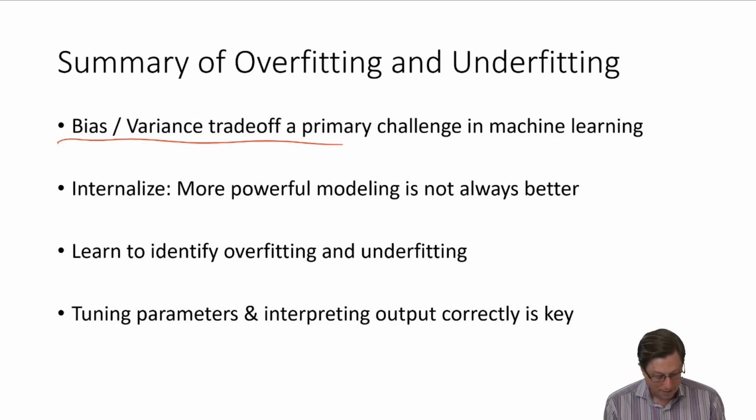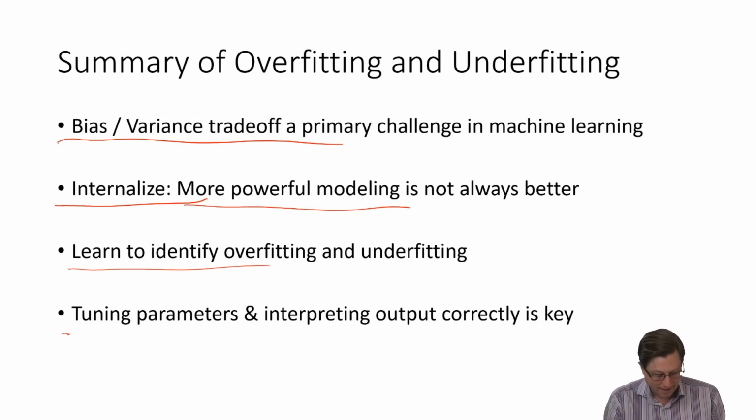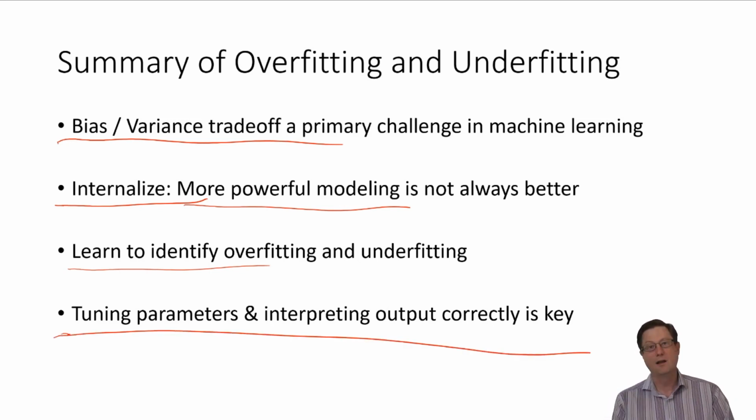Simple thing to internalize: more powerful modeling is not always best, because more powerful modeling can get confused, can overfit, and can result in things that do not generalize well, and you can't really use them in practice. You've got to learn to identify over and underfitting in your hyperparameter tuning process or your modeling process. You have to look at the intermediate results and learn how to build up an intuition about, what does this mean? What should I do? And tuning parameters and interpreting outputs correctly is key to being great at machine learning.